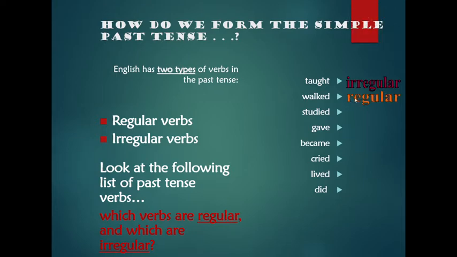Walked. We call it regular verb. You know why? Because it ended with ed. We just add ed to the verb. Okay? Studied ended with, very good, ed. So it's regular or irregular? Excellent, regular. What about gave? Yeah, you got it. Irregular.